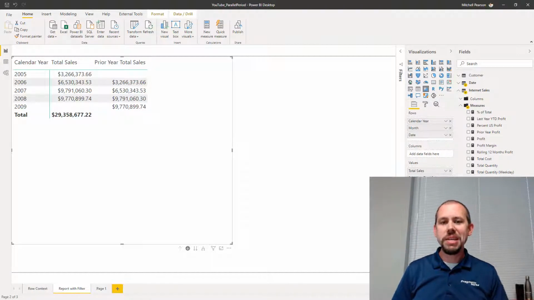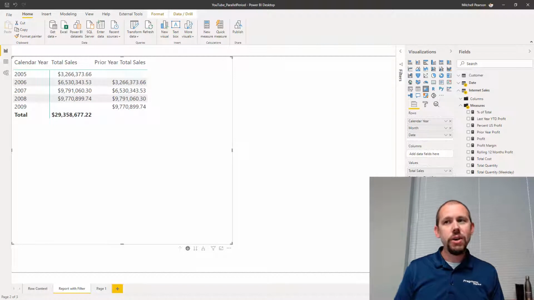This one is also going to be on DAX. My name is Mitchell Pearson, and today in this video we're going to be taking a look at functions like previous month, previous quarter, previous year, and how they pertain to something like parallel period. In fact, they're the same thing. We're going to take a look at that.